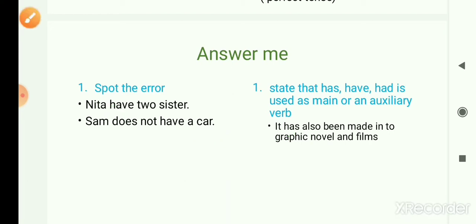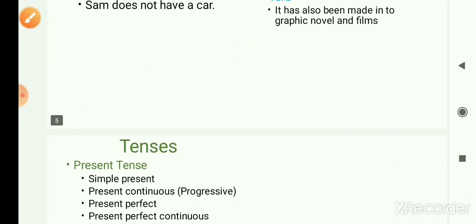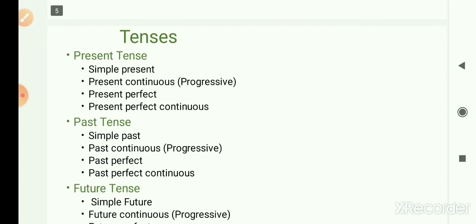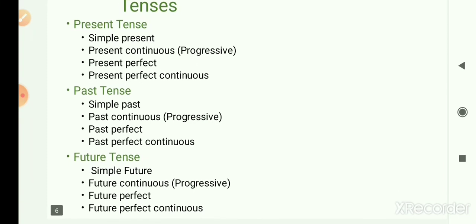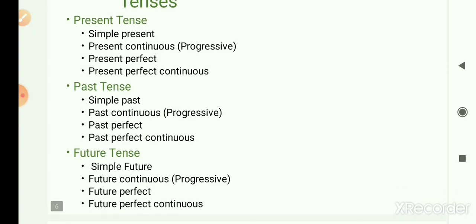Now let's look into the next: tenses. Here we have to study verbs as per tenses. We have 3 tenses, as we all have studied in our lower classes: present, past and future. Later, these 3 tenses are further subdivided into 4 sections.